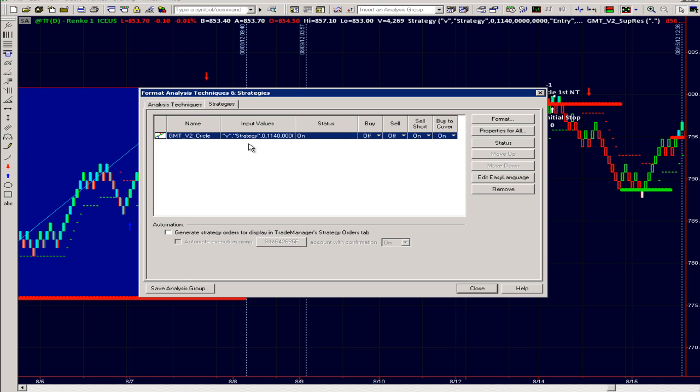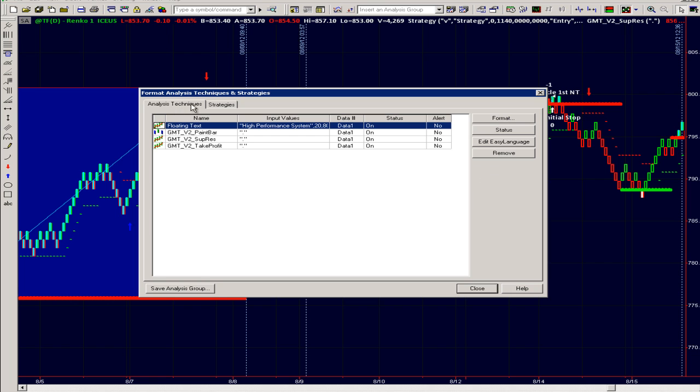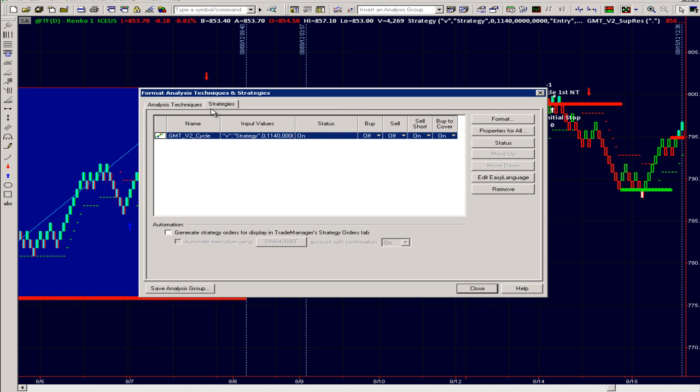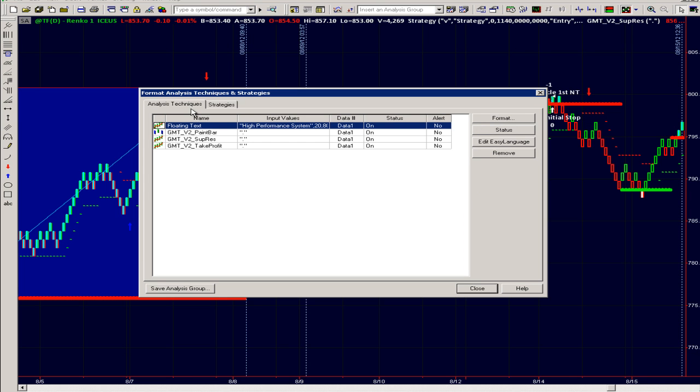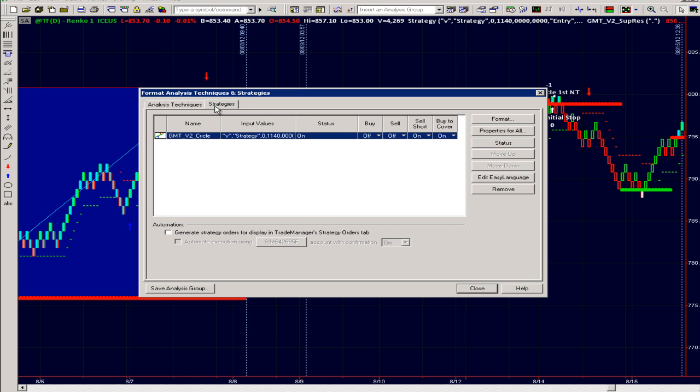So this is basically our analysis technique. These are our indicators, and then you've got our strategy. What's the difference between the indicators and the strategy? Well, the indicators are for the purpose of learning the system, showing us what's happening on the chart. So they're our visual cue. The strategy is like the engine under the hood.